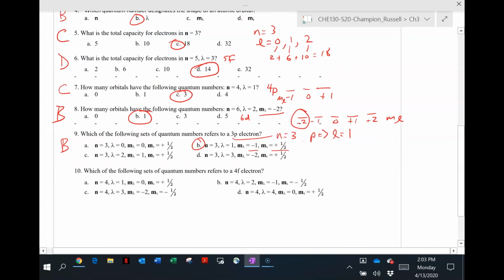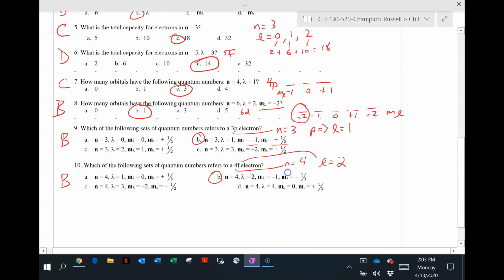Looking for a 4f orbital, again that's going to tell us n equals 4, and the f is going to tell us that L is equal to 2. And so I'm looking for n equals 4, L equals 2. That looks like B again for that one.